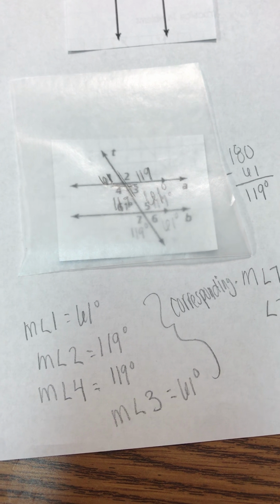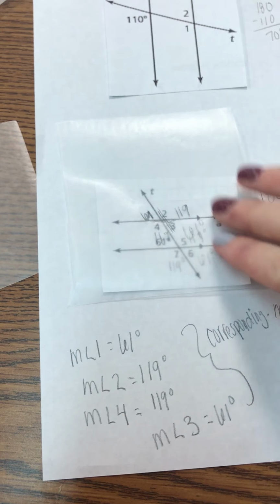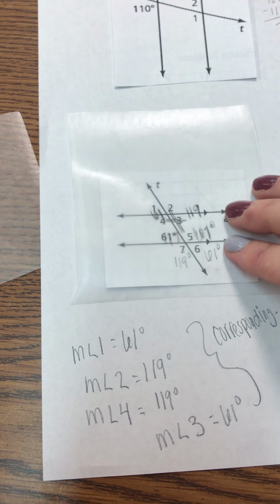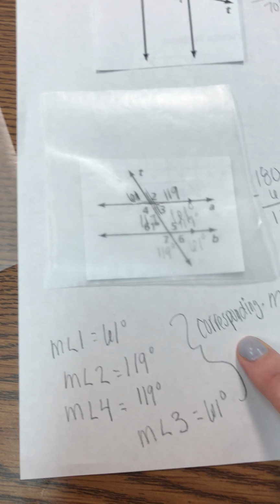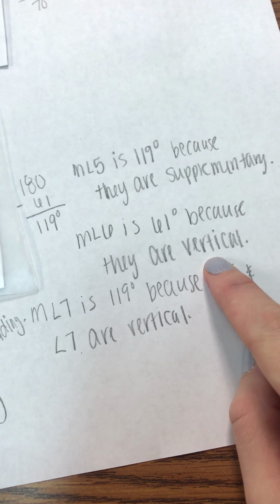Okay? So again, we're using this from jumping from here to here. We're always going to use the word corresponding. We have the vocab words vertical and supplementary. All of those words you'll have to use when doing problems like this.